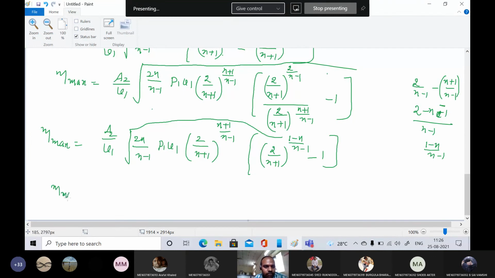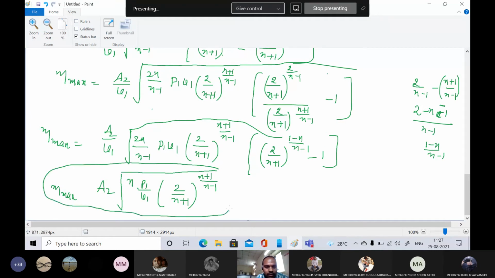m max is equal to a2 into n into p1 by v1 into (2 by n plus 1) whole power (n plus 1) by (n minus 1). This is the final. After simplification, we should get this one. Check it. I think further simplification should be, this is the final form. This is also correct, but further simplification is required. Check it.